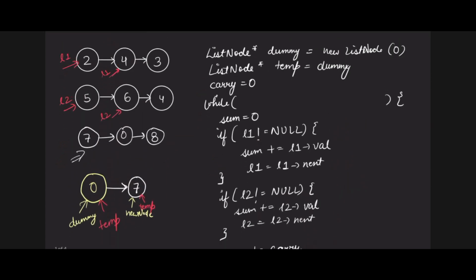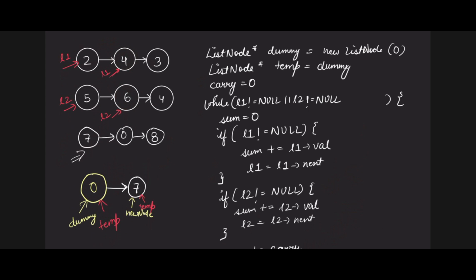Now till when are you going to perform all this? Whenever we are having any node in either of the linked lists, till then obviously we are going to perform the summation, right? So two conditions will be while L1 is not equals to null or L2 is not equals to null, right? But we need to add one more condition here. And what is that condition?